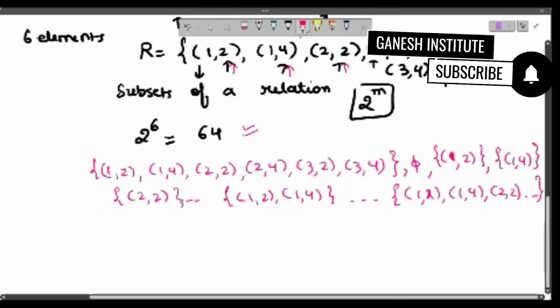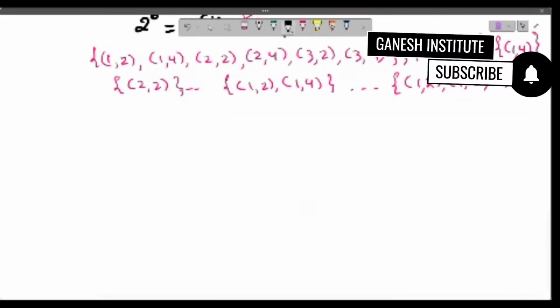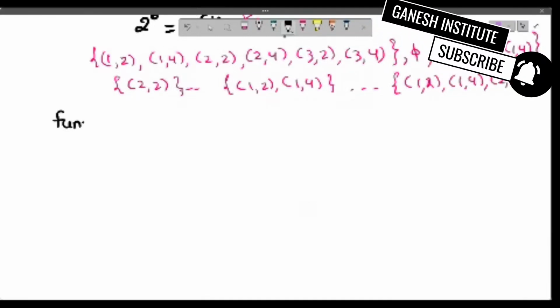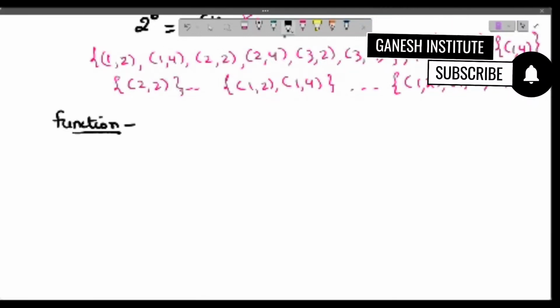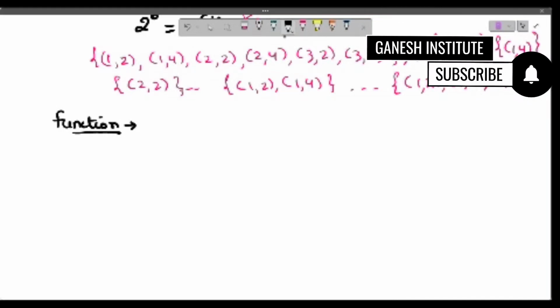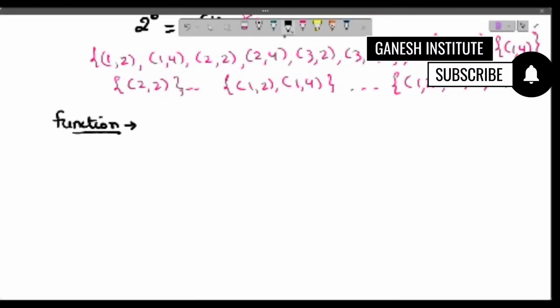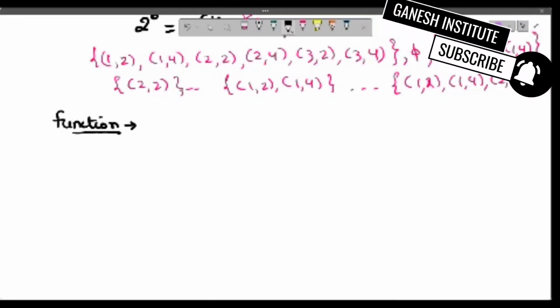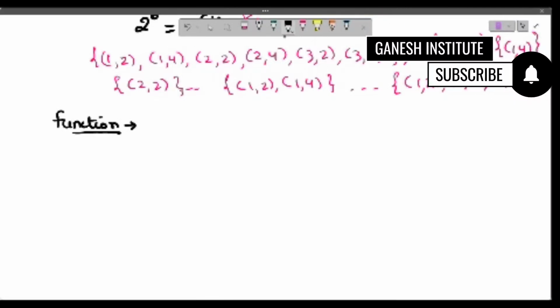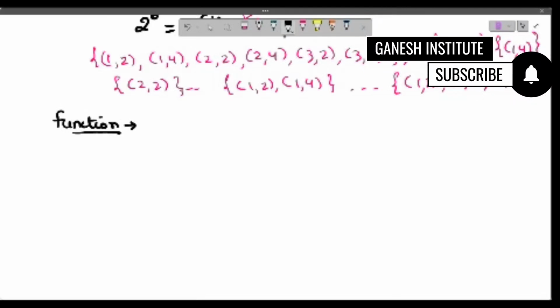Now comes function. What is the difference between function and relation? What is a function? Just an equation that if you put in the x value gets you to the y value. Yeah. So basically, it is very important.